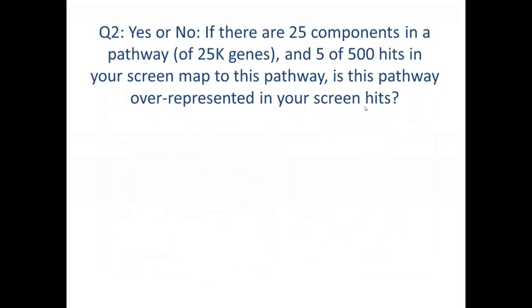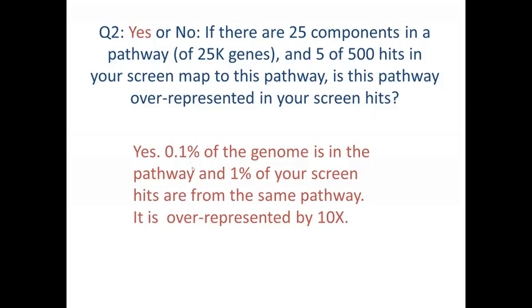Second question, yes or no? If there are 25,000 components in a pathway out of 25,000 genes, and 5 of 500 hits in your screen map to this pathway, is this pathway overrepresented in your screen? And the answer is yes. 0.1% of the genome is in the pathway, and 1% of your screen hits are in the same pathway. So it is overrepresented by tenfold.